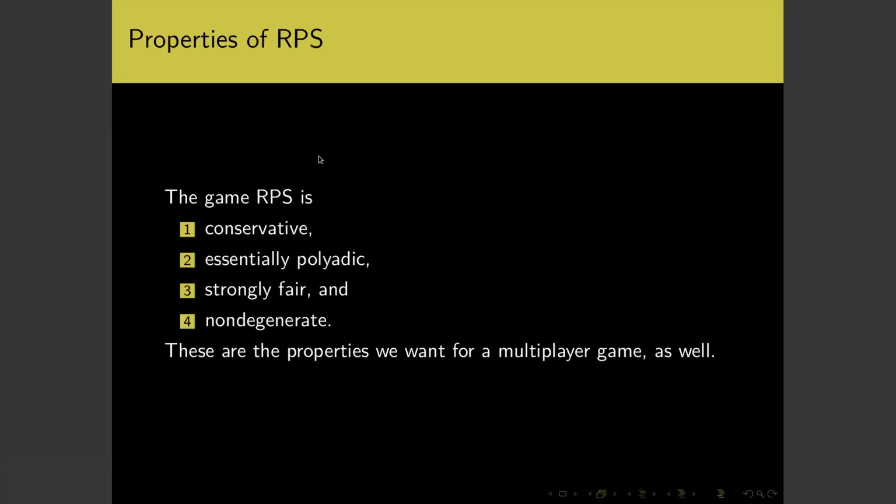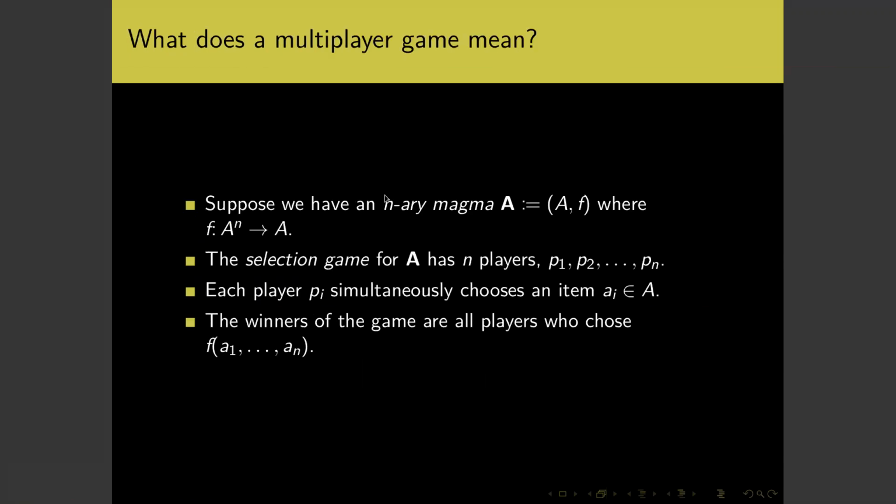First of all, I need to describe what I mean by a multiplayer version of rock, paper, scissors. In terms that I will define subsequently, the game of rock, paper, scissors is conservative, essentially polyadic, strongly fair, and non-degenerate. These are the properties I want for a multiplayer game. Before I define those, what do I mean by a multiplayer game? First of all, I'm going to break with convention and refer to a magma or an n-ary magma when I mean an algebra with a single n-ary operation.